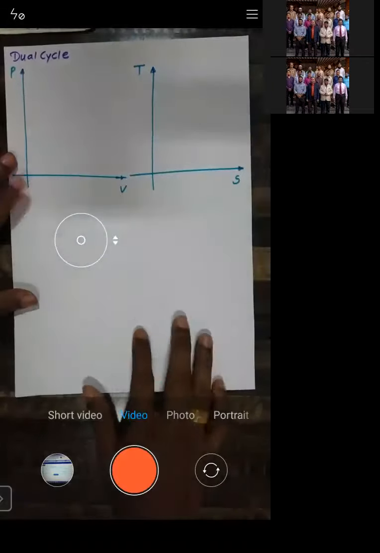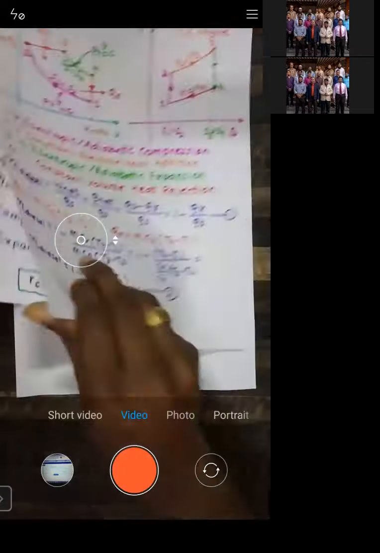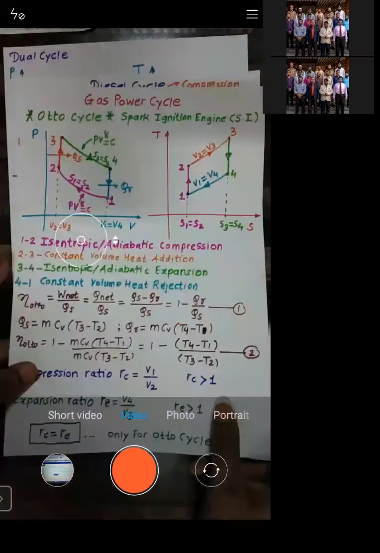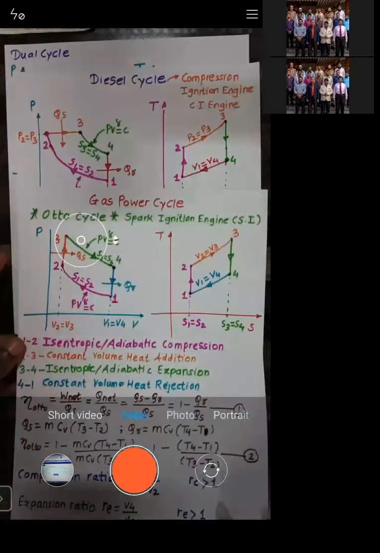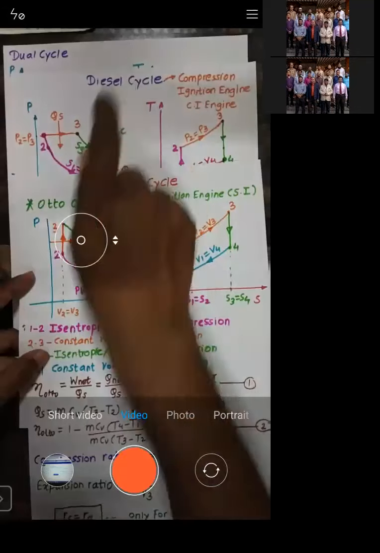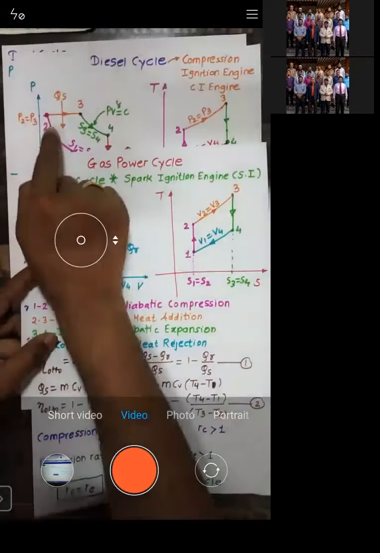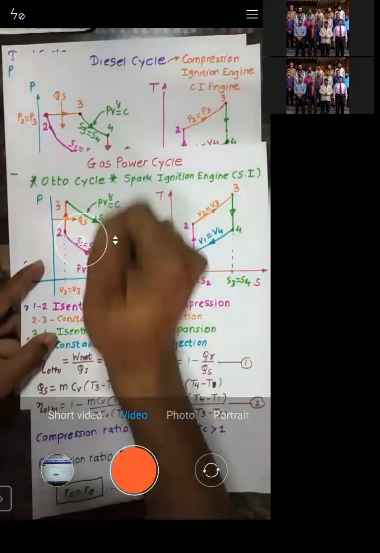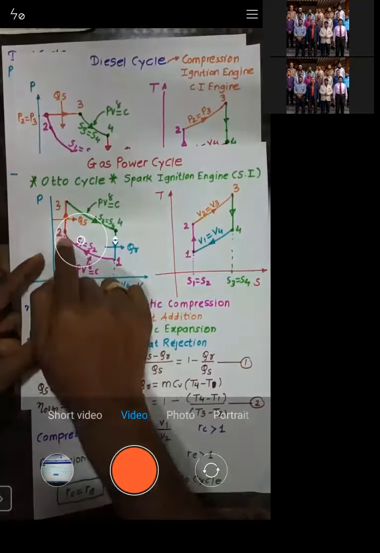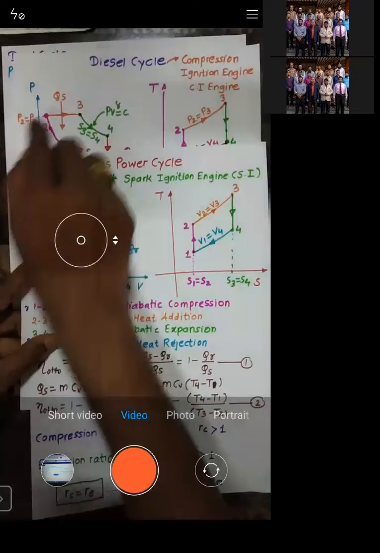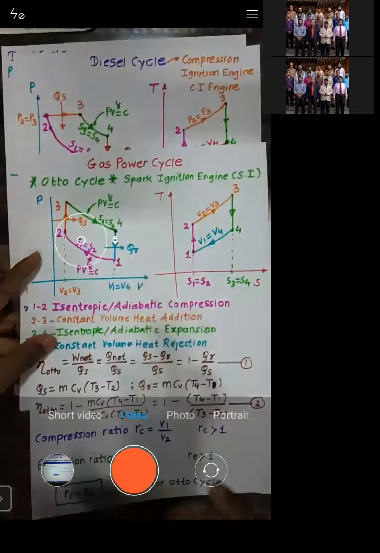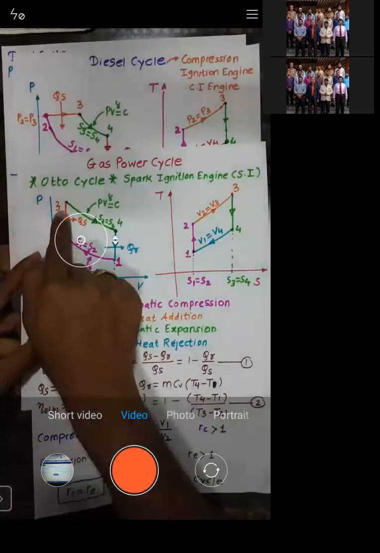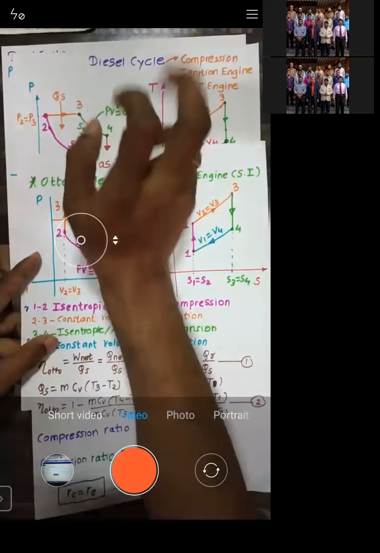Now let us recap: what is the Otto cycle and what is the diesel cycle? The only difference between the Otto cycle and the diesel cycle is in terms of heat added. In the Otto cycle, heat is added at a constant volume. In the diesel cycle, heat is added at a constant pressure. So this is the only change.